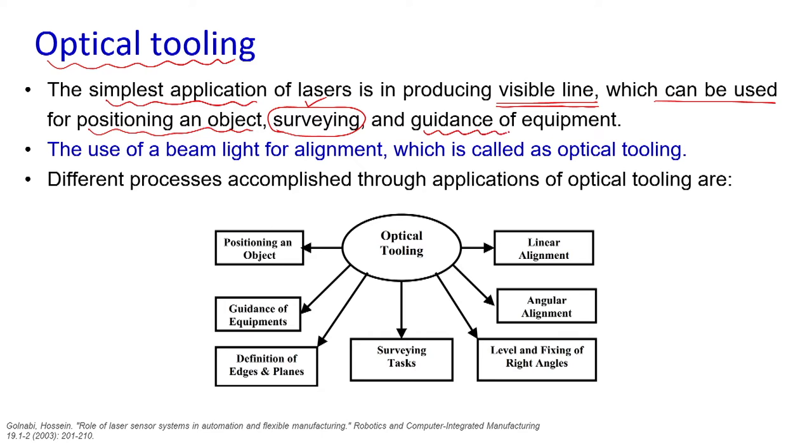Of course, the guidance of the equipment is a very prominent way the lasers are helping, which we have already seen. In optical tooling, we are using a beam of light for alignment, which we call optical tooling. So a simple beam of light is used for the alignment, and when there is a misalignment or a change in the alignment, that will be calibrated as some sort of error or measurement during this application. Various processes which are accomplished through this optical tooling are there on your screen.